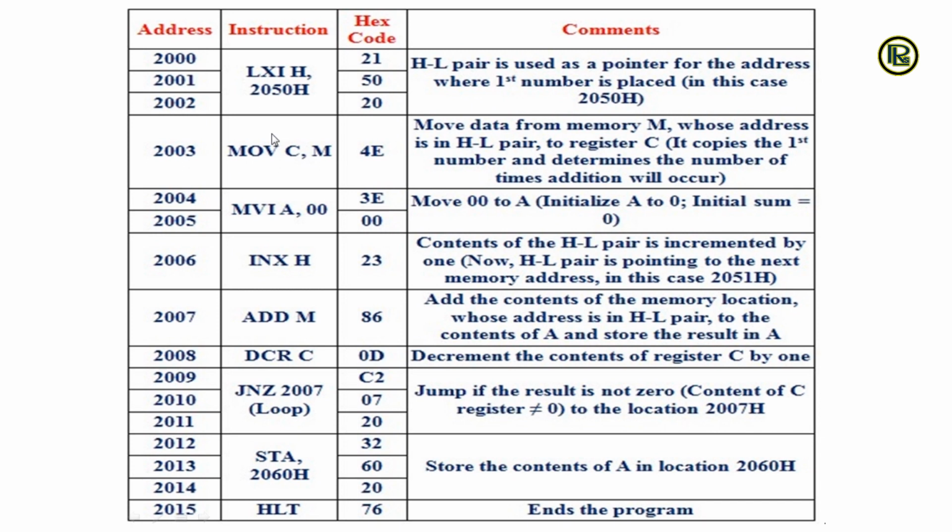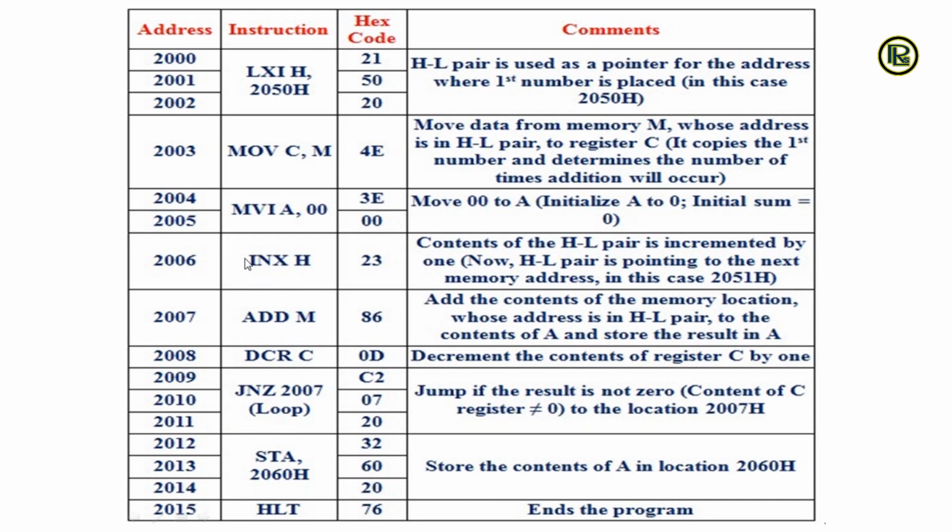So first part is the instruction LXI H. HL pair is used as a pointer for the address where the first number is placed. Then second, move data from memory M, whose address is in HL pair, to register C. It copies basically the first number and determines the number of times addition will occur. Then MVI A, 00. So move 00 to A. Purpose of this instruction is to initialize A to 0 and initialize sum to 0.